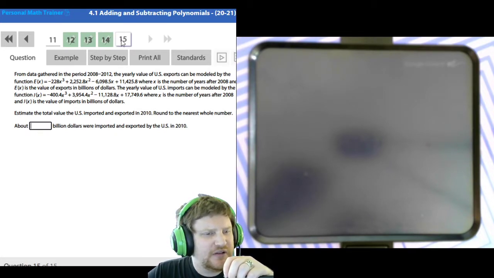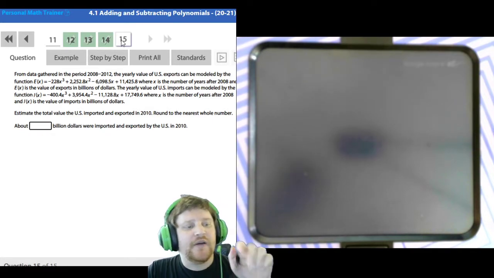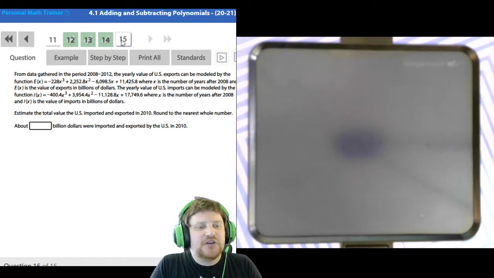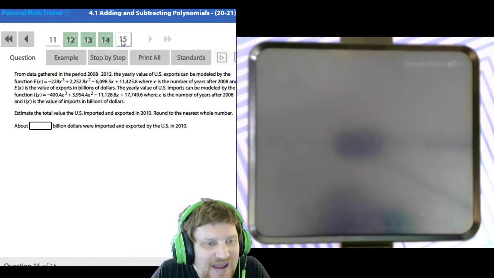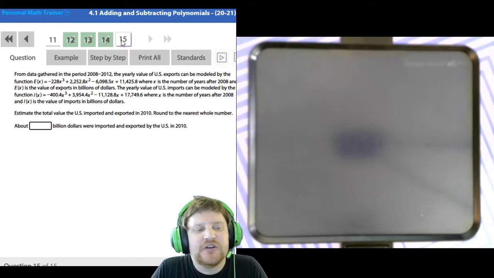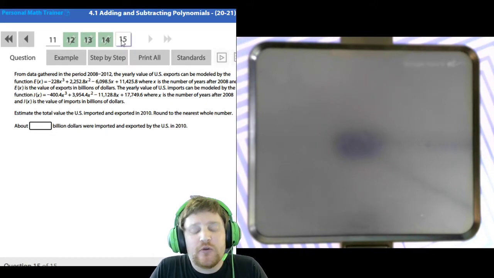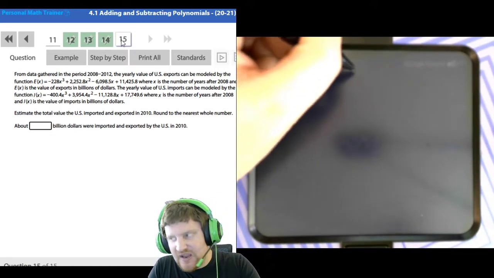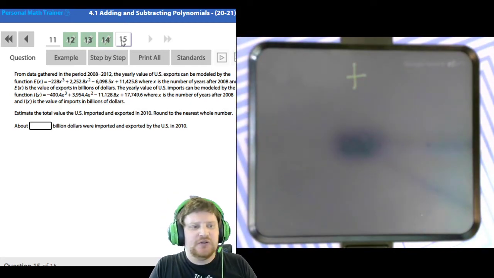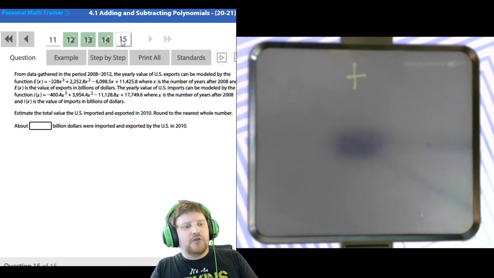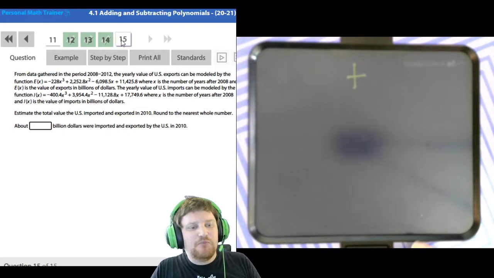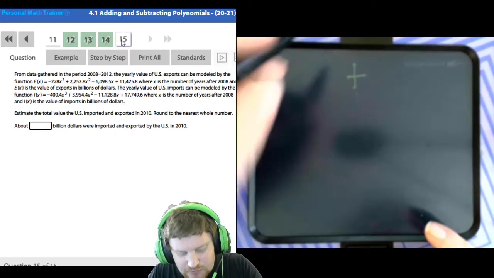Are they trying to say that these are the same? Oh, no, no, no, no. Okay. So, about blank billion dollars were imported and exported by the US. Remember, and is a word problem version of saying plus. So, estimate the total value of the US imported and exported.